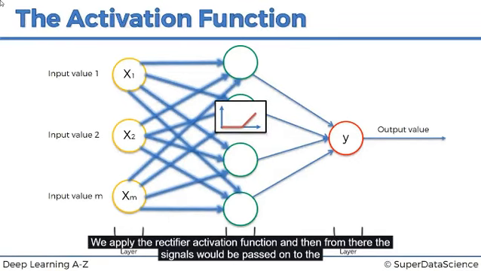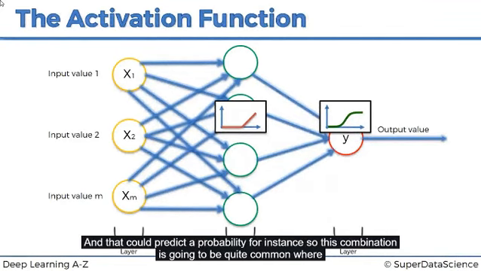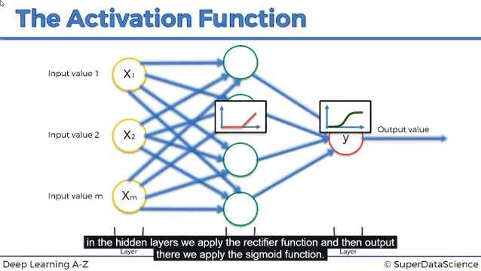We apply the rectifier activation function, and then from there, the signals would be passed on to the output layer, where the sigmoid activation function would be applied, and that would be our final output, and that could predict a probability, for instance. So this combination is going to be quite common, where in the hidden layers we apply the rectifier function, and then in the output layer we apply the sigmoid function.